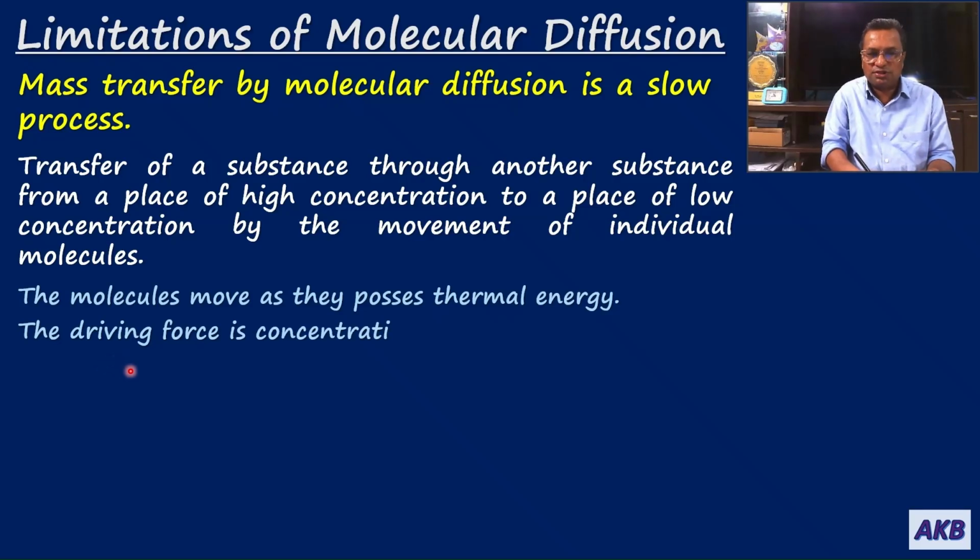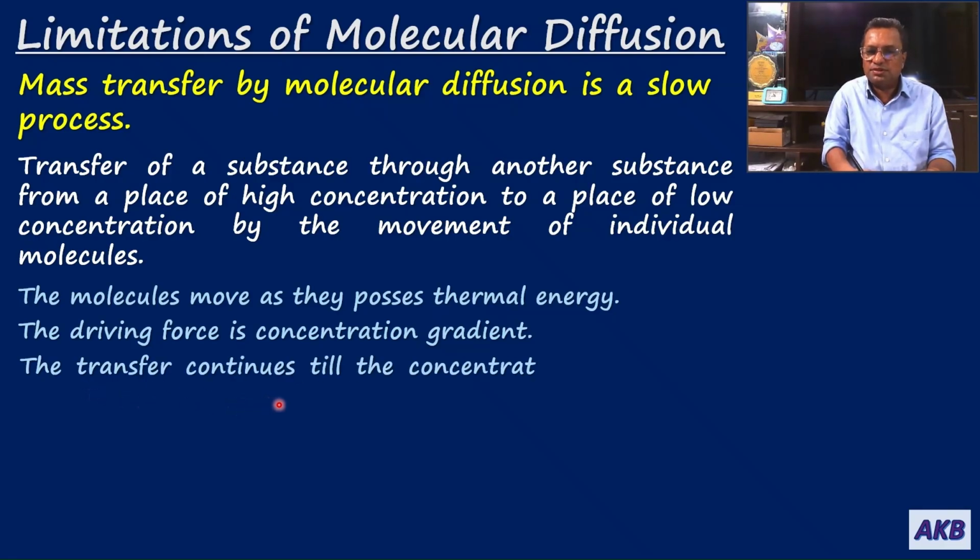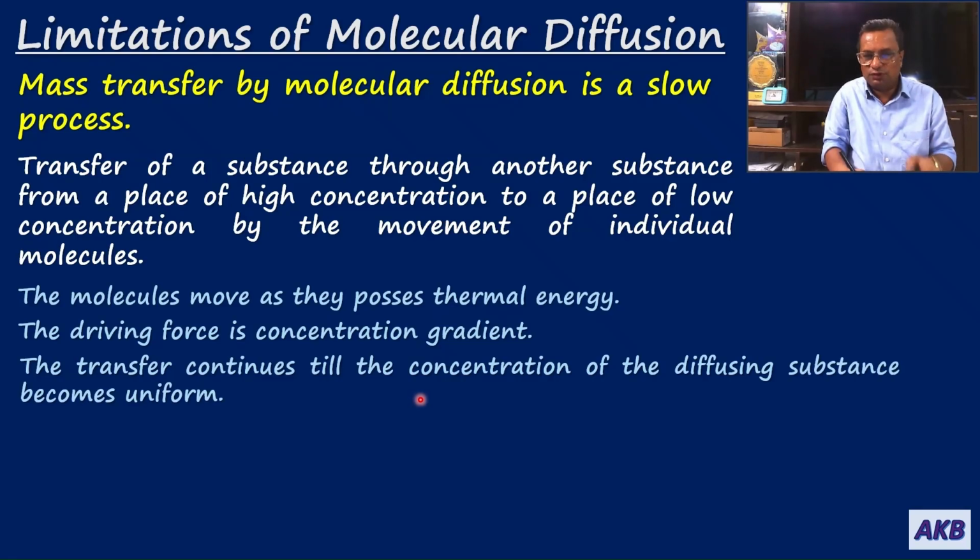The driving force for mass transfer is concentration gradient. That means the transfer continues till the concentration of the diffusing substance becomes uniform. So as long as there is a concentration gradient, the transfer of the substance will continue. Once the concentration gradient becomes zero, mass transfer by molecular diffusion will stop. So mass transfer by molecular diffusion continues as long as there is a concentration gradient.